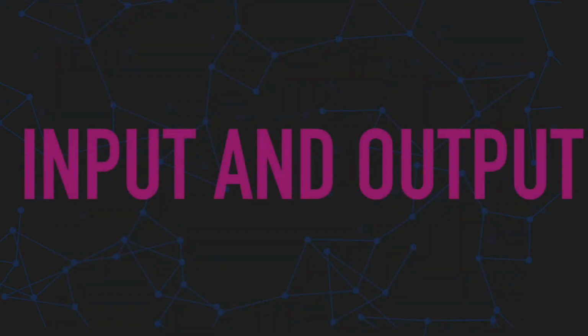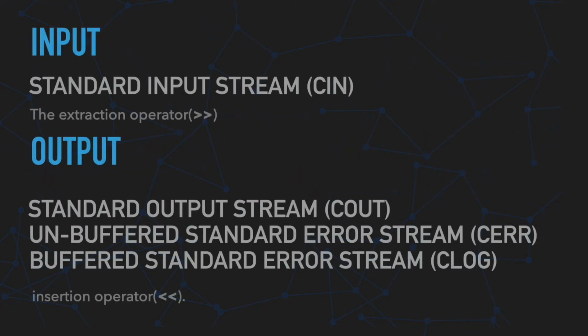Now let's see what input and output are in C++ programming. You can input any particular data type in the program using the cin object. It is basically a standard input stream, and we often use the extraction symbol. To print an output, there are 3 different kinds. One is cout, another is cerr, which is the standard error stream, then comes clog, which is a buffered standard error stream.